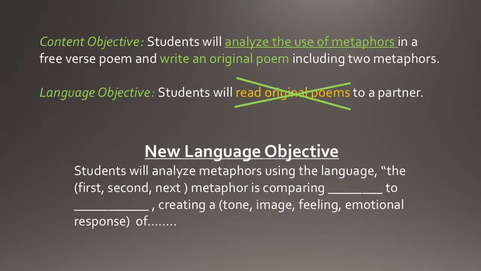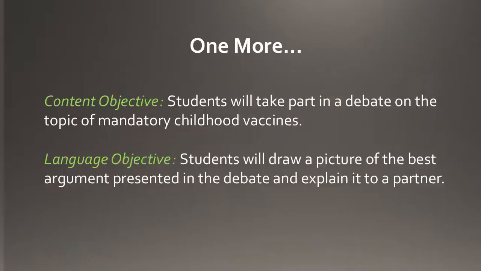Students will analyze metaphors using the language: The first, second, next metaphor is comparing blank to blank, creating a tone, image, feeling, emotional response of blank. Another piece might include students will write their own metaphors and use the same structure to explain the effect on their own poem. So again, it's more about creating that pathway to the content through a very specific language target. Just reading a poem to another person is using language, but it is not instructing in how language is used. See the difference?